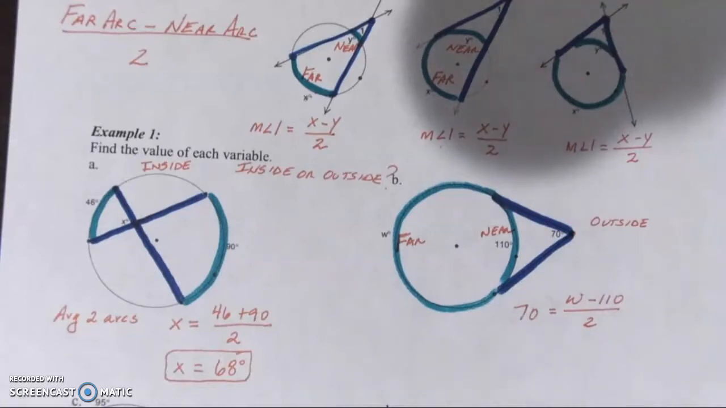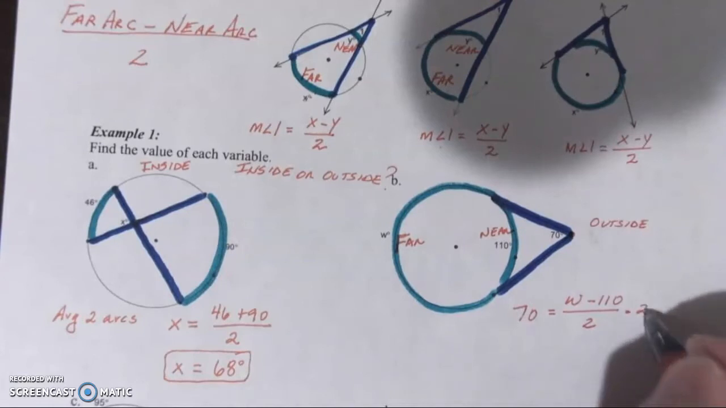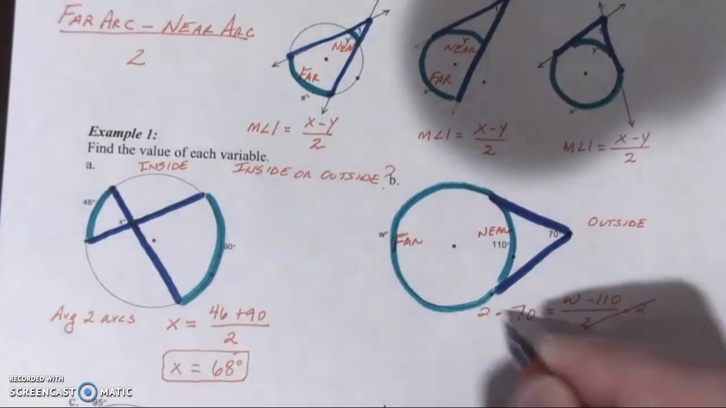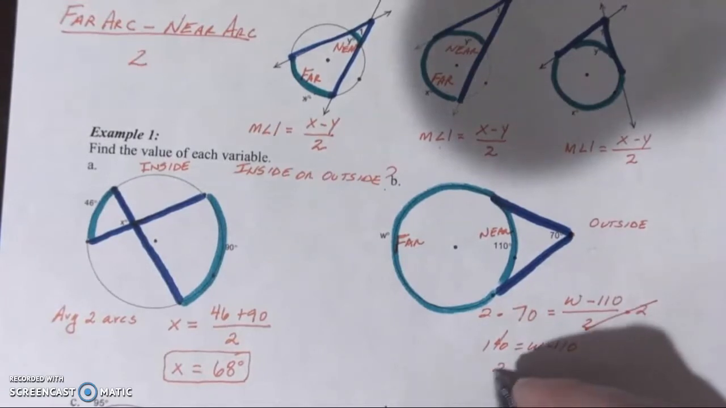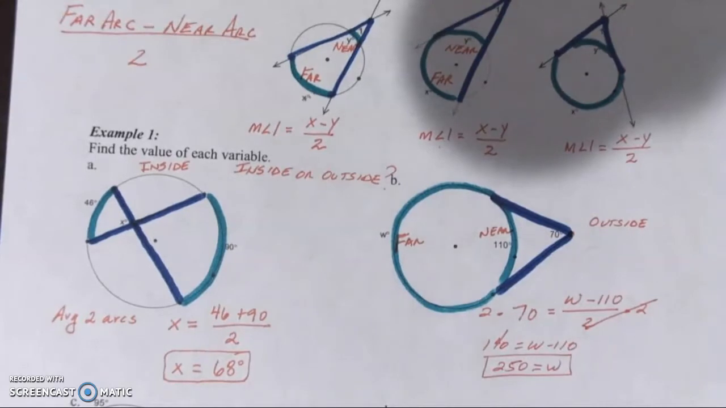We set up an equation. We only have one variable. Well, at this point in our math careers, we should be able to solve any situation like that. What's the easiest way to do this? I would like to multiply both sides by 2 to get rid of that fraction. We get 140 equals w minus 110. I add 110 to both sides. I get 250. Okay.